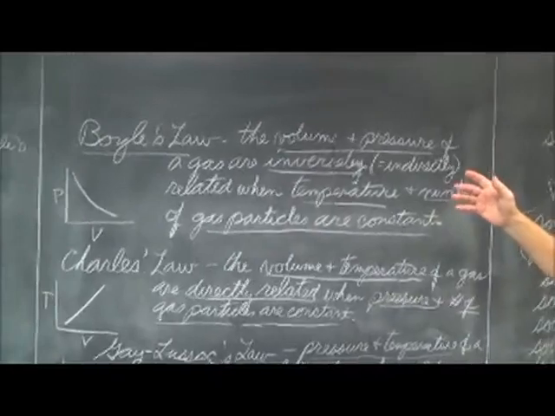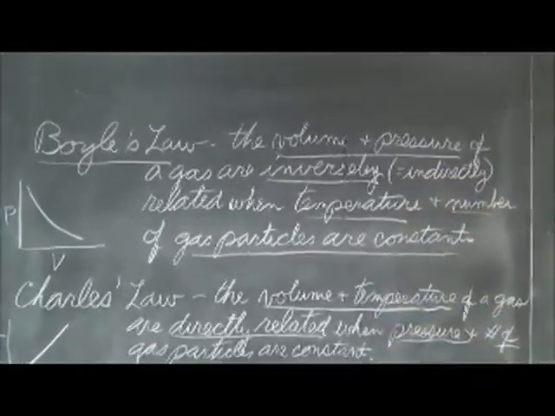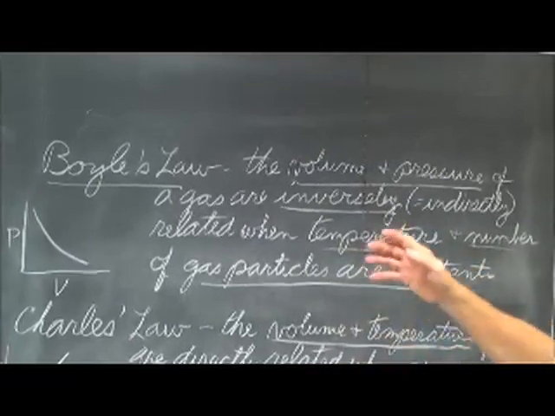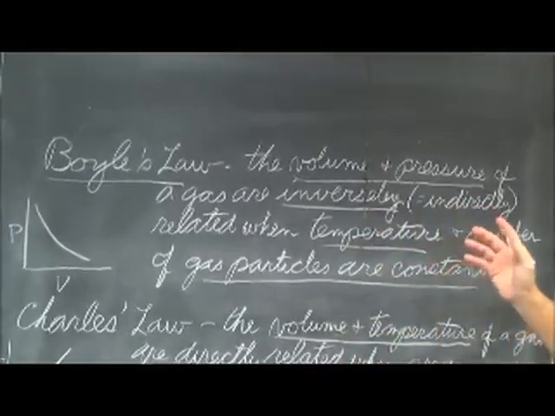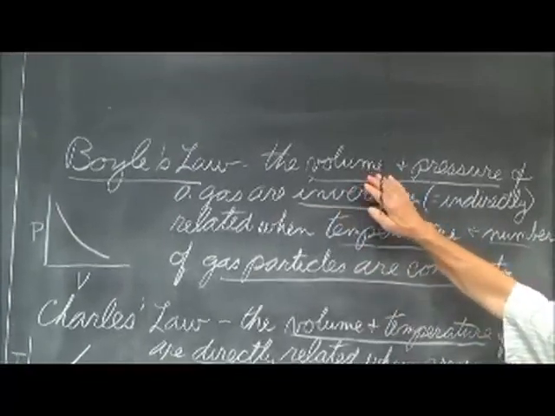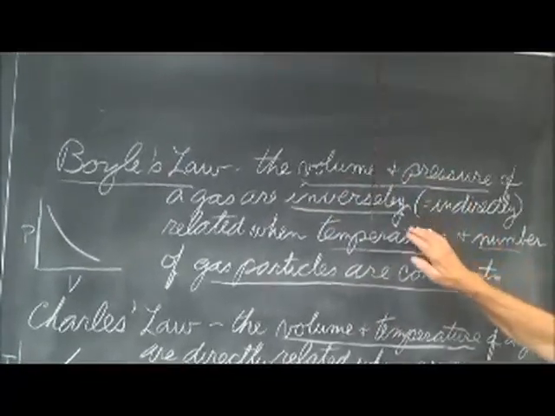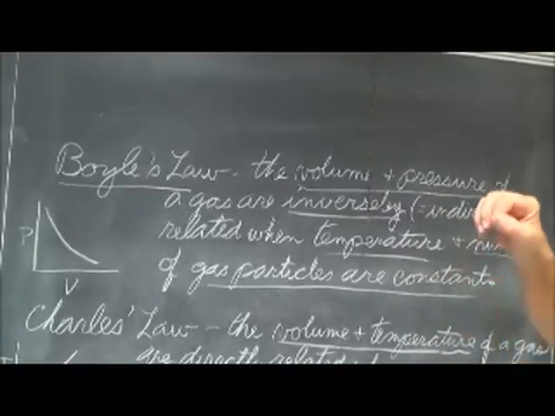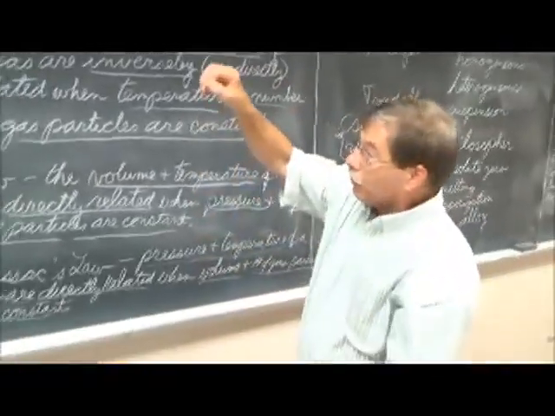Here I have on the board. Let me zoom in the Boyle's first. Okay. Go ahead. They all follow the same format, but we just shift the three properties, volume, pressure, and temperature, around. Boyle figured out that volume and pressure of a gas are inversely proportional, which means as one goes up, the other goes down. As one goes down, the other goes up. They're always backwards.